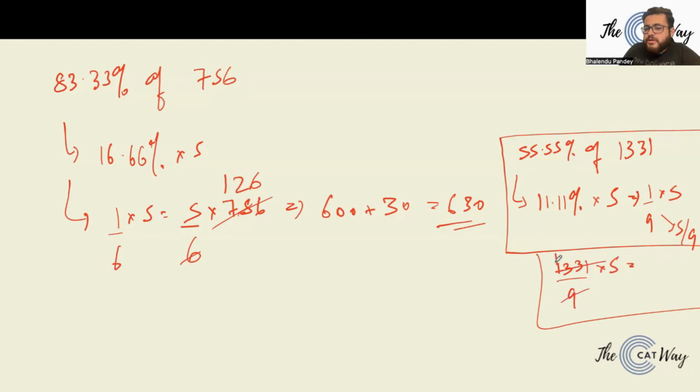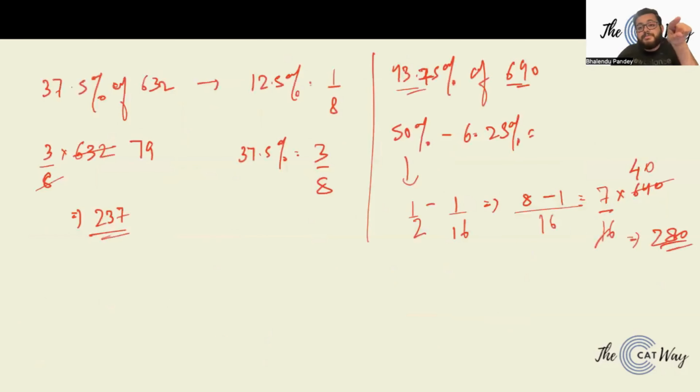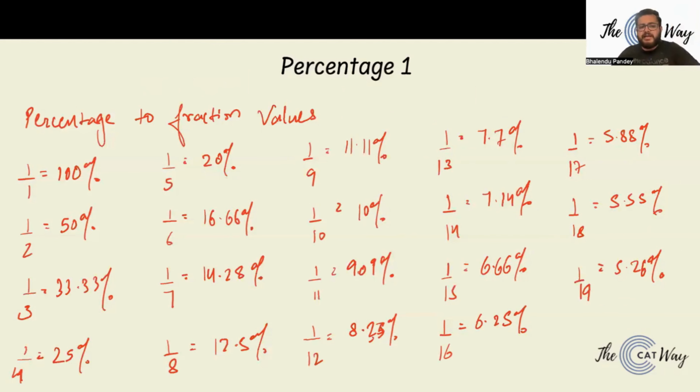This goes 1 time. You're left with 43. This goes 4 times. You're left with 771, roughly 8, approx. So 148 into 5, 140 into 5 is 700, 8 into 5 is 40. This goes close to 740. Correct? So remembering these values is of utmost importance, because it can help you solve complex percentage calculations in a minute.